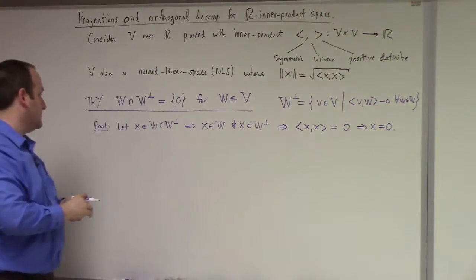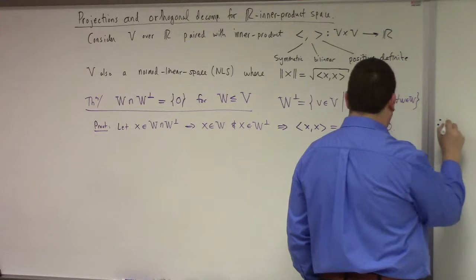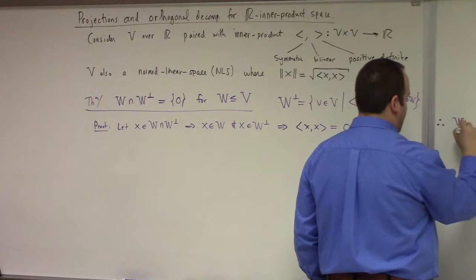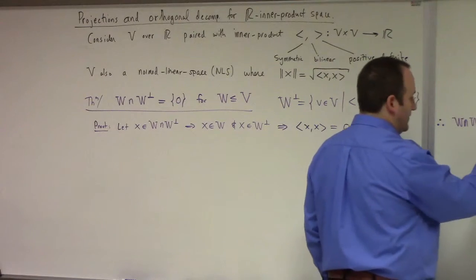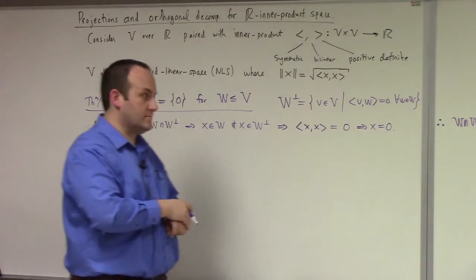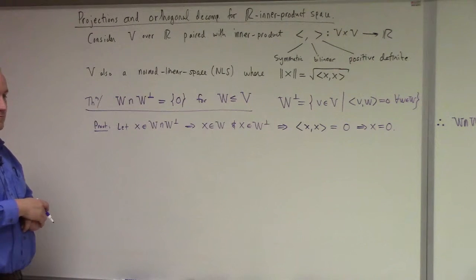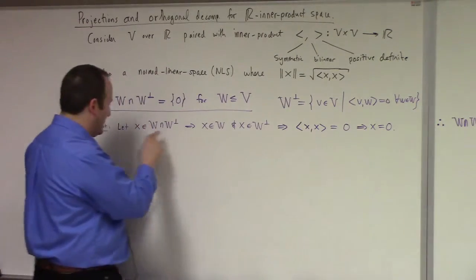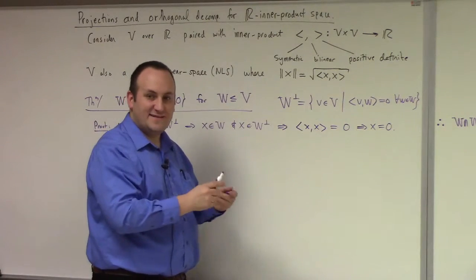What does this prove? Therefore, W intersect W perp is a subset of the set containing 0. But in fact, I can offer a second argument, or I could just be greedier and make these double implications, and it would still be logical. You notice that? This argument is reversible.